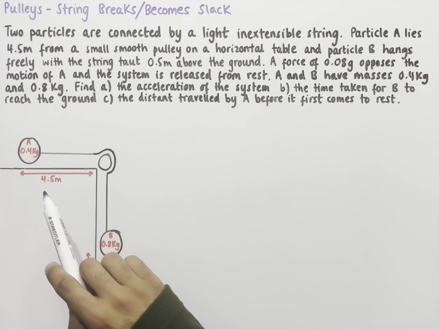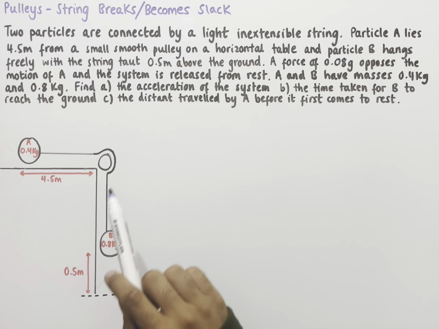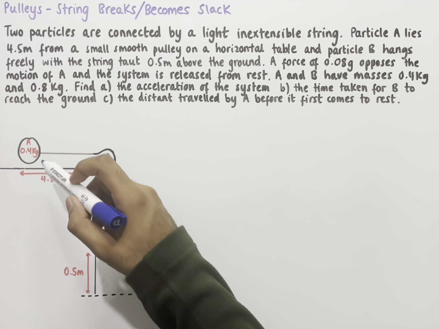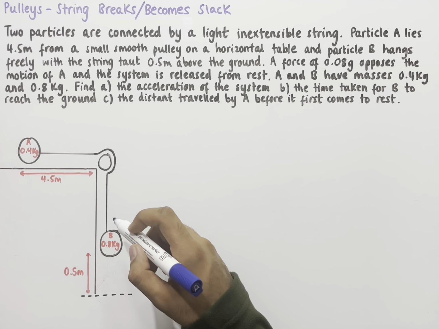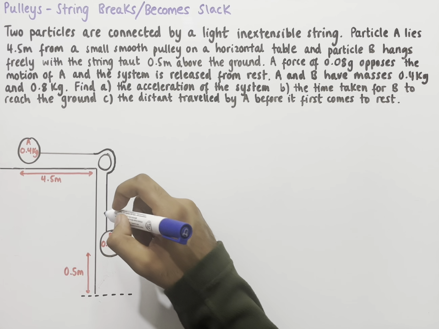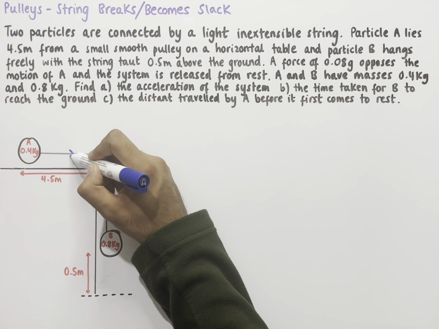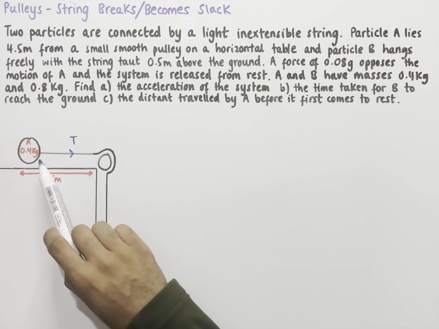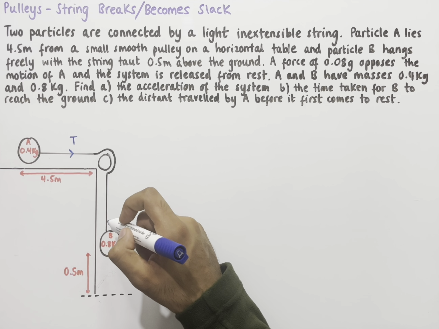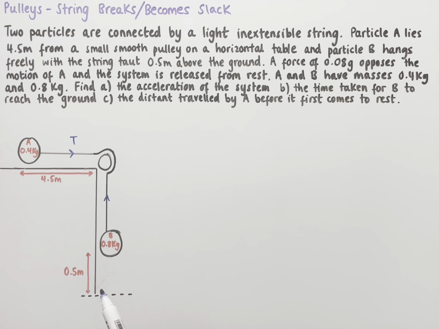Now the first thing is we're going to annotate this diagram with all of the forces and the relevant information given in the question. So we know that both particles are connected by a light inextensible string, and this string must have tension acting in it. So for particle A, the tension in the string acts towards the right, and we'll label it as capital T, since this is the force that would be pulling particle A towards the pulley. We also have a tension in the string upwards that impacts particle B, since that's the force that's keeping particle B up in the air.